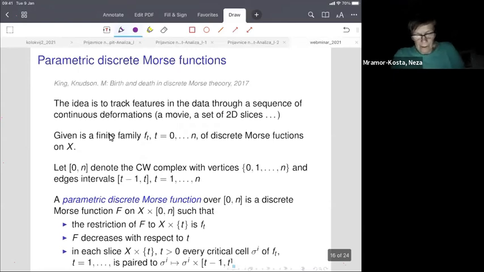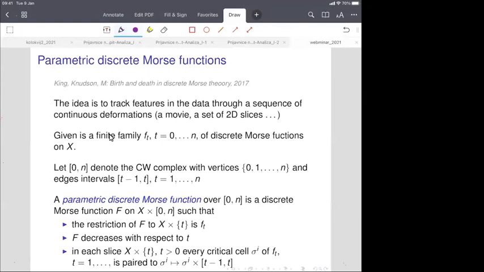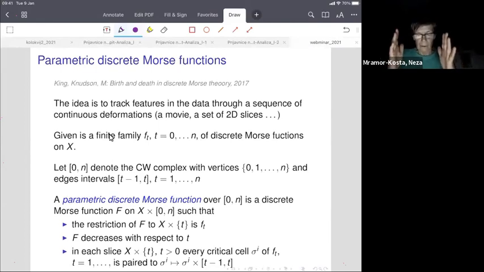So here's the first generalization of discrete Morse theory that we worked on together with Henry King and Kevin Knudson. This was a rather old story, which took some time and was published only recently, in 2017. The idea here is that we have a sequence of data which is going through a set of continuous deformations. We'd like to track what is going on with the features in this data.